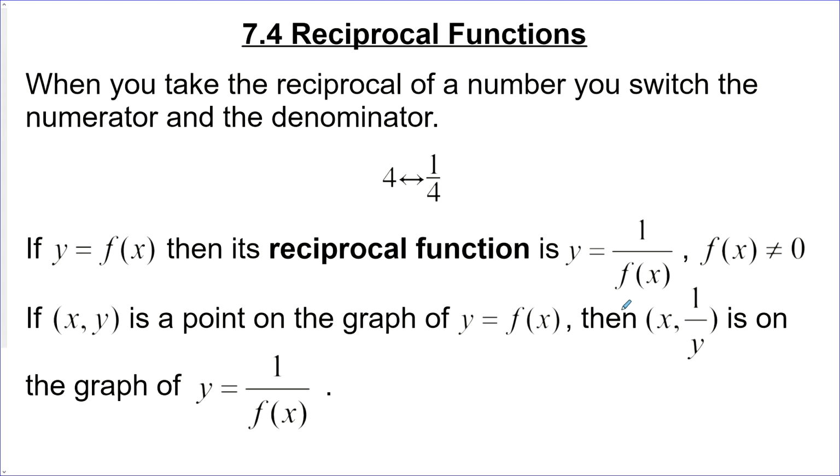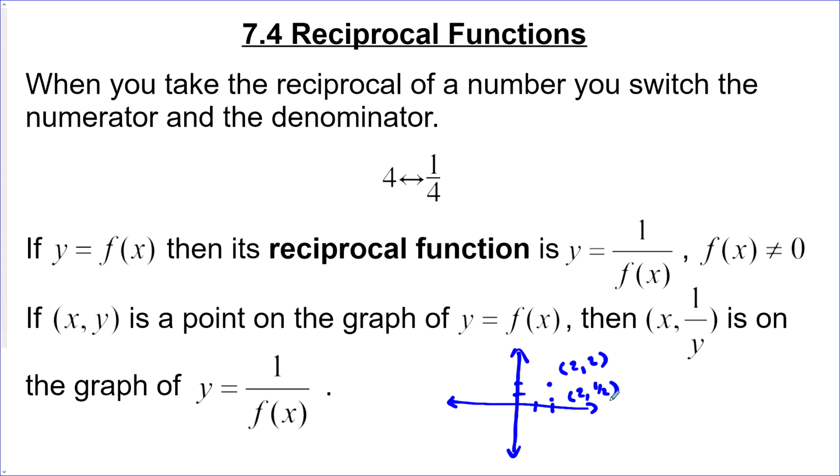If (x, y) is a point on the graph of f of x, then (x, 1 over y) is a point on the reciprocal graph. So for example, let's get a point here. Let's say the point (2, 2) is on f of x. Then the reciprocal point would be (2, 1/2). Notice nothing changed for the x value of the coordinate, just the y value that we're taking the reciprocal of. We're just taking the reciprocal of f of x here, and f of x is our y value.